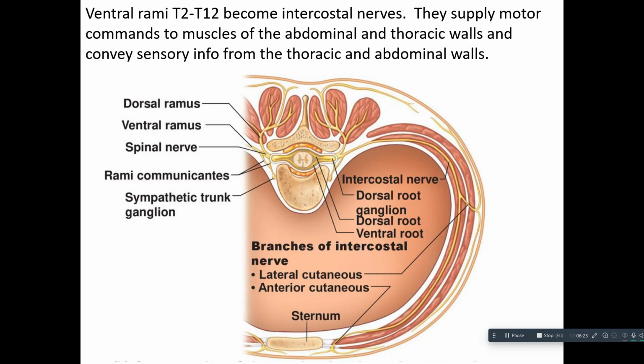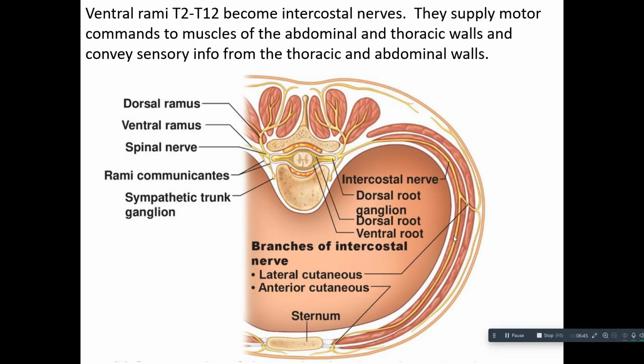Brachial plexus was C5 to T1. Cervical plexus C1 to C4. Now we got ventral rami T2 to T12. They don't do plexuses. Instead, each ventral ramus on each side forms an intercostal nerve. We see an intercostal nerve running around here.